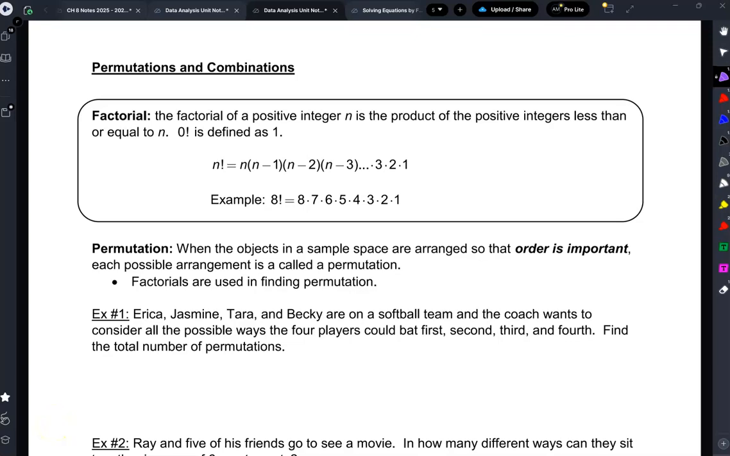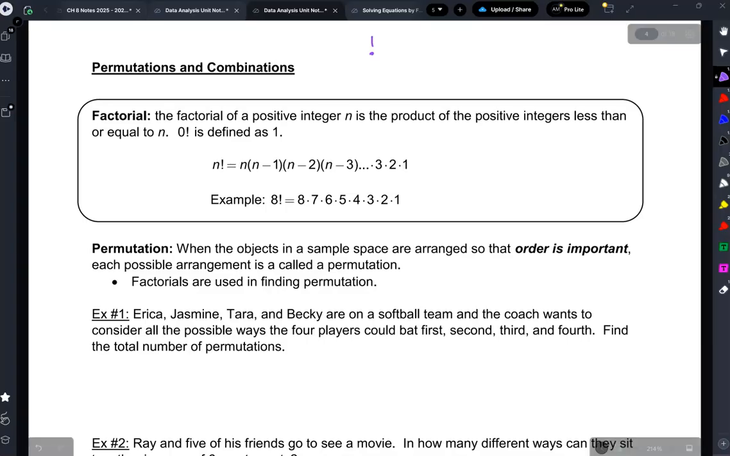Okay, so we're going to talk about permutations and combinations today. Have you guys seen this symbol for factorial? That's like an exclamation point, right? So what does that mean?